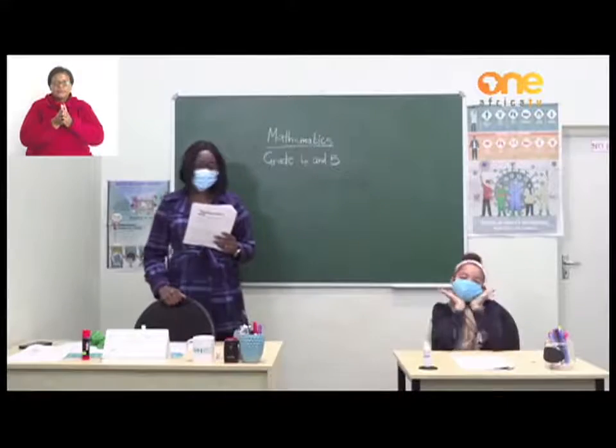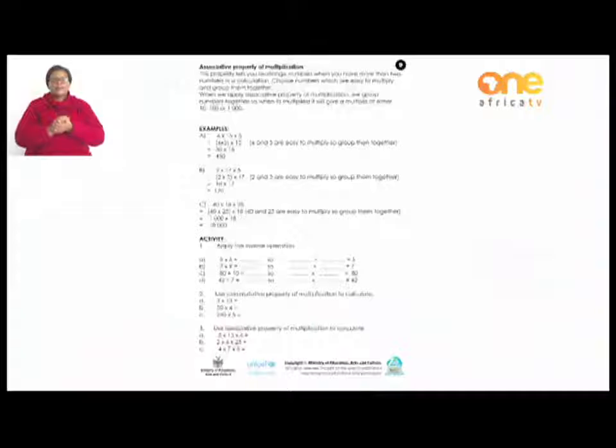Boys and girls, let's go on page 9. Hands-on math with the associative property of multiplication. This property lets you rearrange numbers when you have more than 2 numbers in a calculation. Choose numbers which are easy to multiply and group them together. When we apply the associative property of multiplication, we group numbers together so that when multiplied, it will give a multiple of either 10, 100, or 1,000.